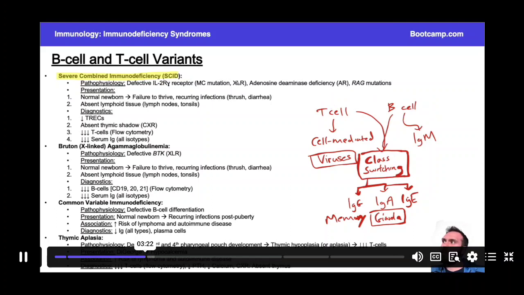And let's talk about some of these different pathologies. So again, going back to severe combined immunodeficiency, there are really a couple of different reasons that this disease comes about. And this is the big thing. When you're talking about step one, you've got to know your pathophys. What's causing each of these diseases?